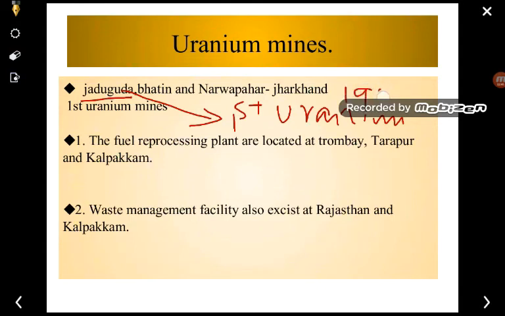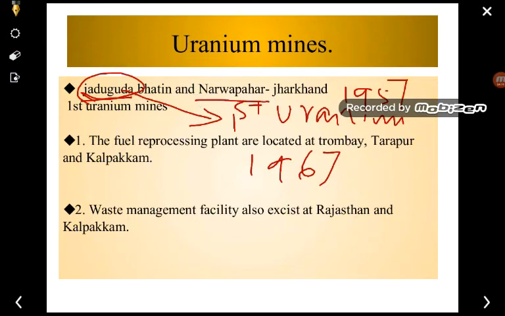In 1957 it was first discovered, and then it came into operation in 1967. So related to Jaduguda, you can say that it is one of the uranium mines where the mining of uranium is done, and it is the first uranium mine in India. Now coming up to the next one, that is Narwapahar.